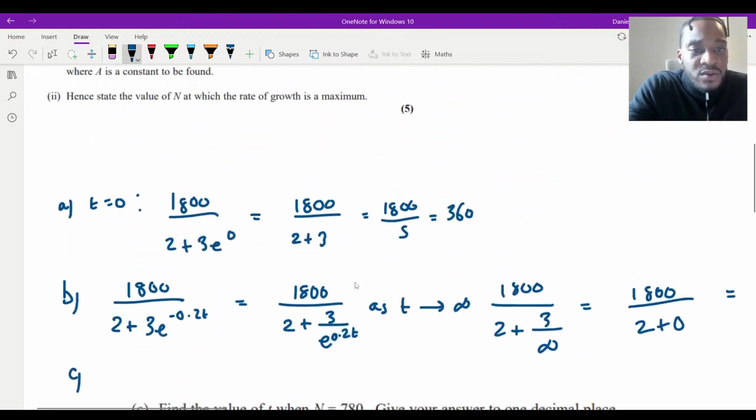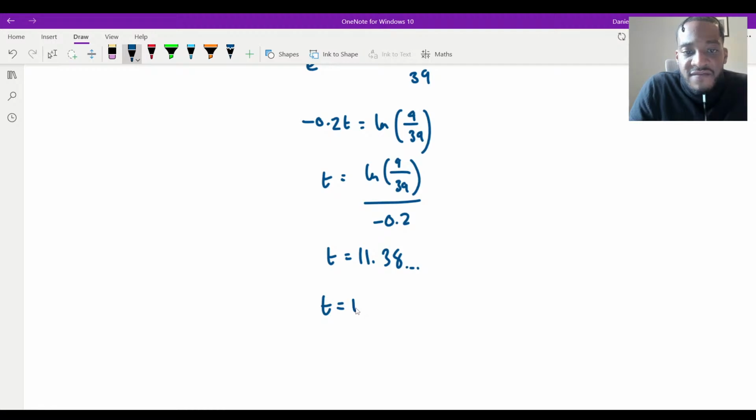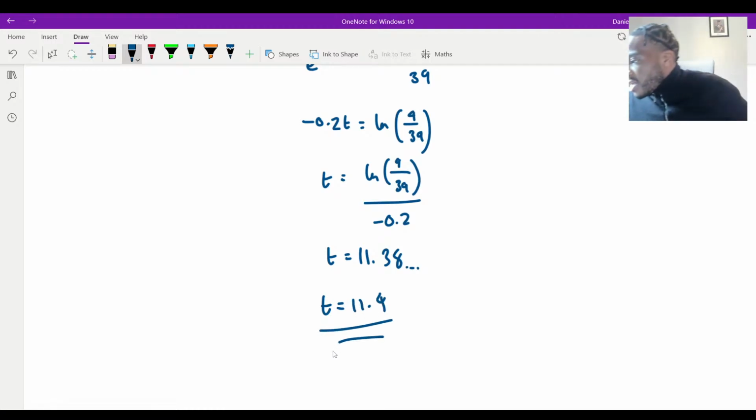And what accuracy did they want it to? They want it to one decimal place, so it's going to be 11.4. So t is going to be 11.4. And that's it.